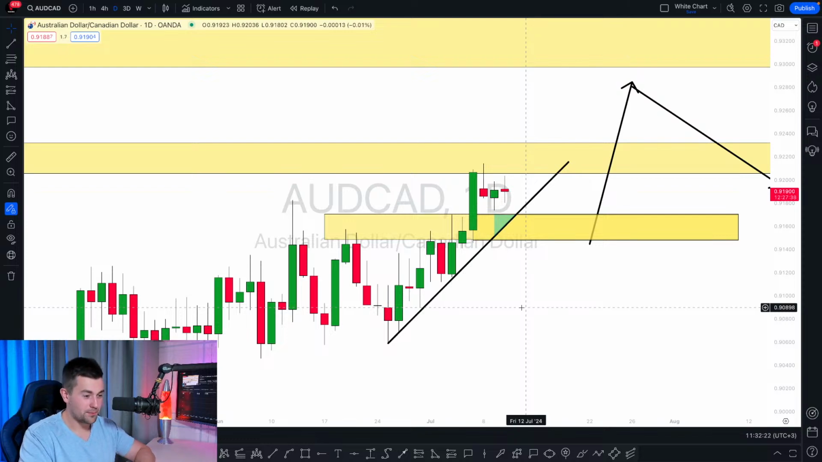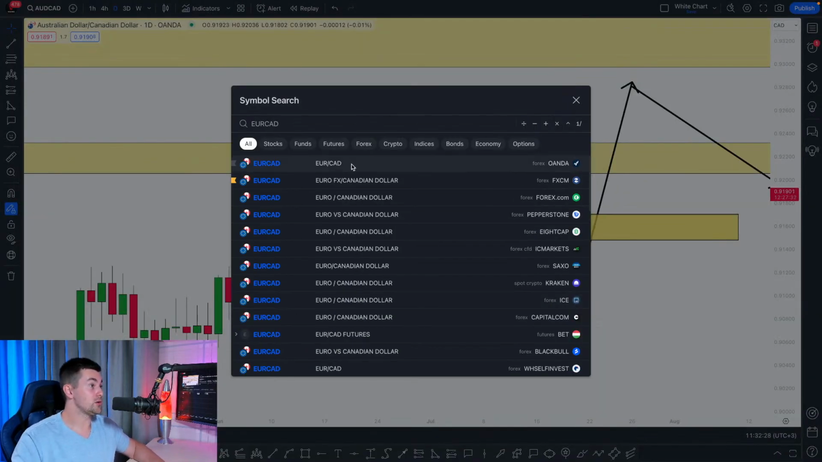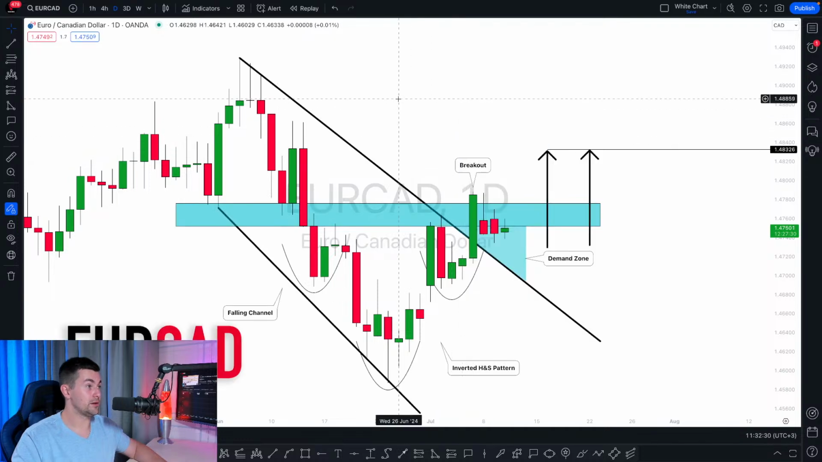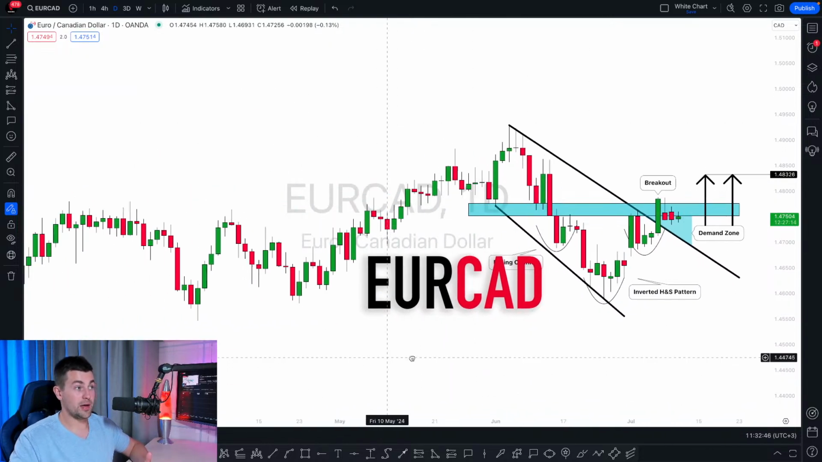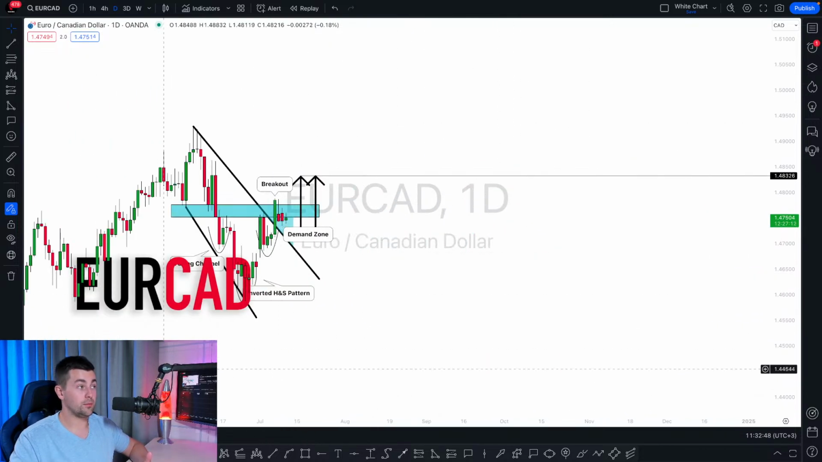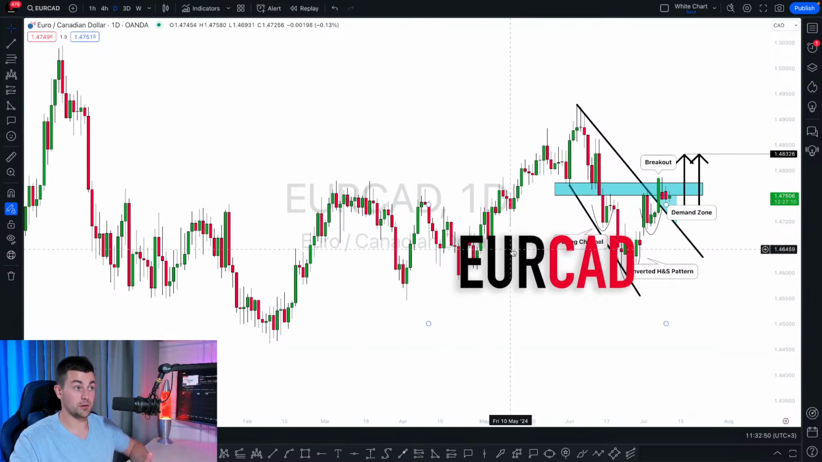Now, pound Swiss. Did I analyze pound Swiss? Sorry, EURCAD. Let's check EURCAD and analyze this one. So this was the idea that I shared on my free Telegram channel earlier. That was the confirmed bullish reversal that I spotted on the EURCAD pair. I spotted that the pair is trading in a global bullish trend.